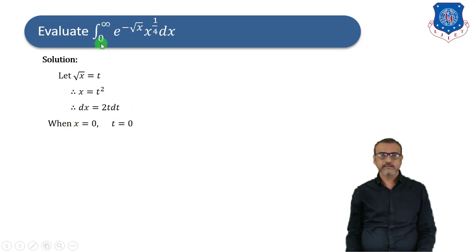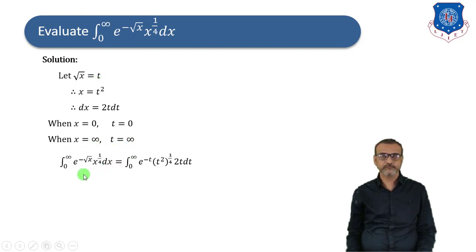Now we will change the limits. When x equals 0, if you put the value of x equals 0 over here, we will have the value of t equals 0. So when x equals 0, we have t equals 0. Now when x equals infinity, if you replace x by infinity over here, square root of infinity is again infinity. So when x equals infinity, we have t equals infinity.